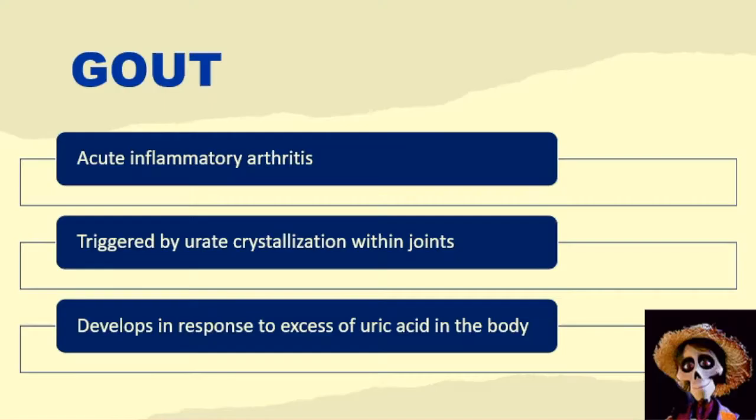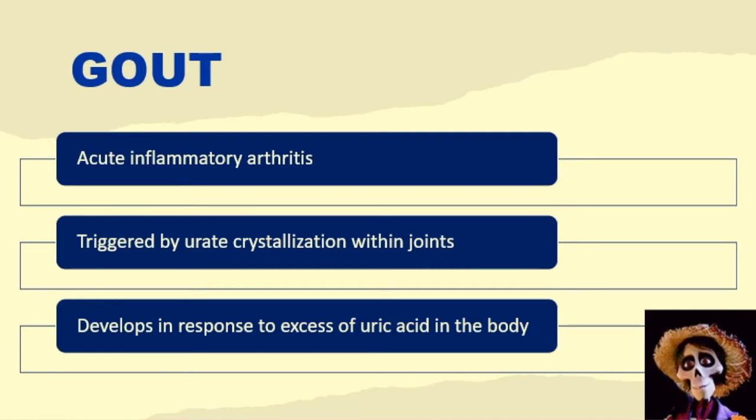Okay? Now, what is gout? When I talk about gout, it is usually referred to as acute inflammatory arthritis. Why acute? The causes of the attack are usually acute, meaning it might happen hours or weeks after the patient had an increased intake of uric acid. So, this is triggered by urate crystallization within the joints. Take note of the words urate crystallization within the joints.